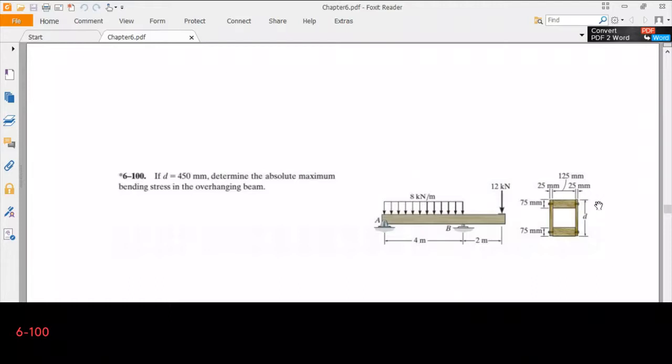D is given. D is the height of the cross section. We have a hollow rectangular cross section. The beam is simply supported at point A, and there is a slider at point B. We have a distributed load between A and B, and in fact we have a point load of 12 kilonewtons at the free end. Point A will not support any moment, therefore we have only two reaction forces at point A. One is horizontal and the other one is vertical, and at point B we have only one support reaction, which is vertical. So let's draw the free body diagram of the system.